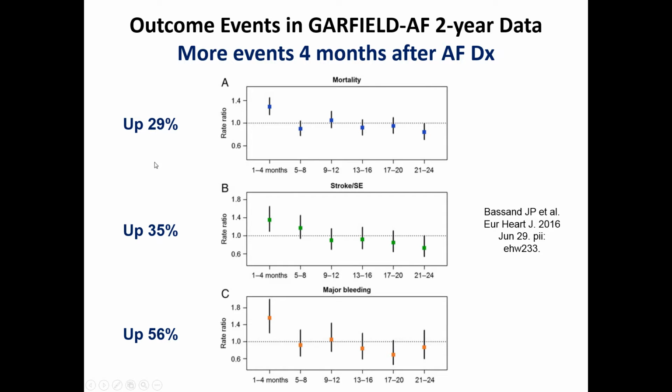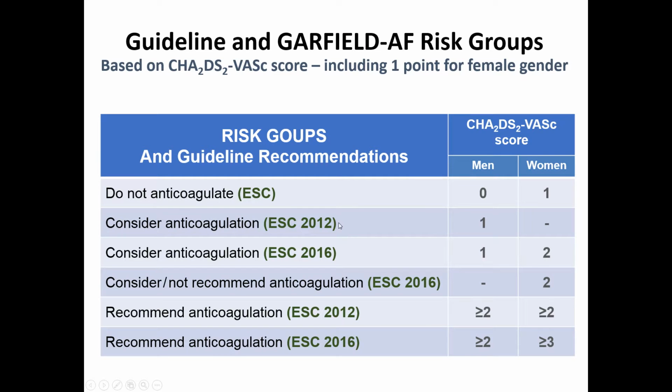Now, looking at not only mortality, but also looking at stroke and major bleeding, we see that all of these factors are more common in the first few months of follow-up after presentation with atrial fibrillation than they are after the first 4 months. Now, I'd like to turn to thinking about stroke risk, major bleeding, and mortality in the context of the guidelines that we currently operate to.